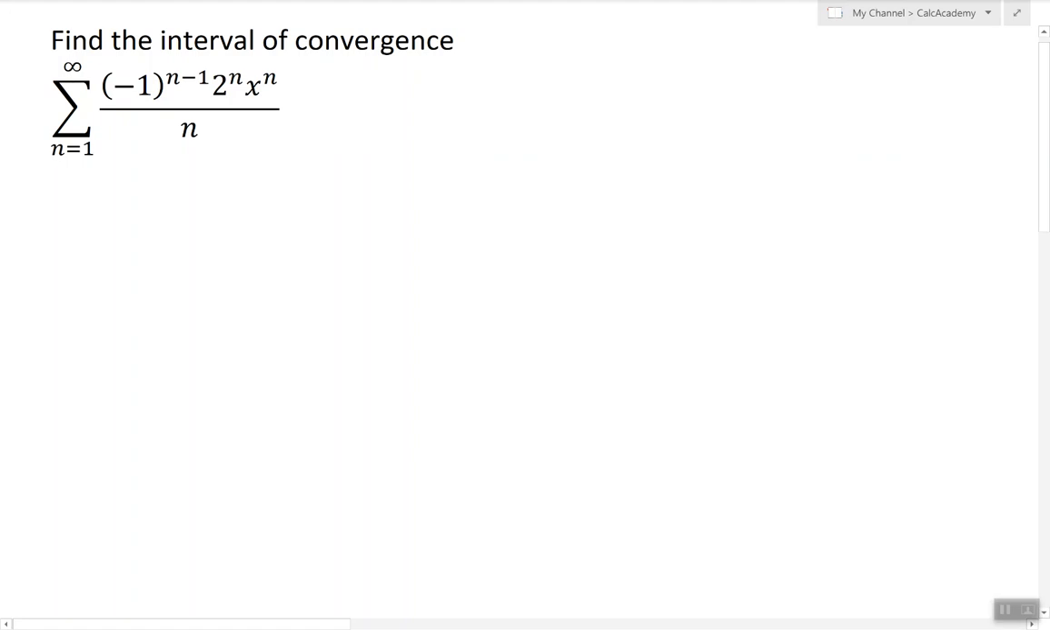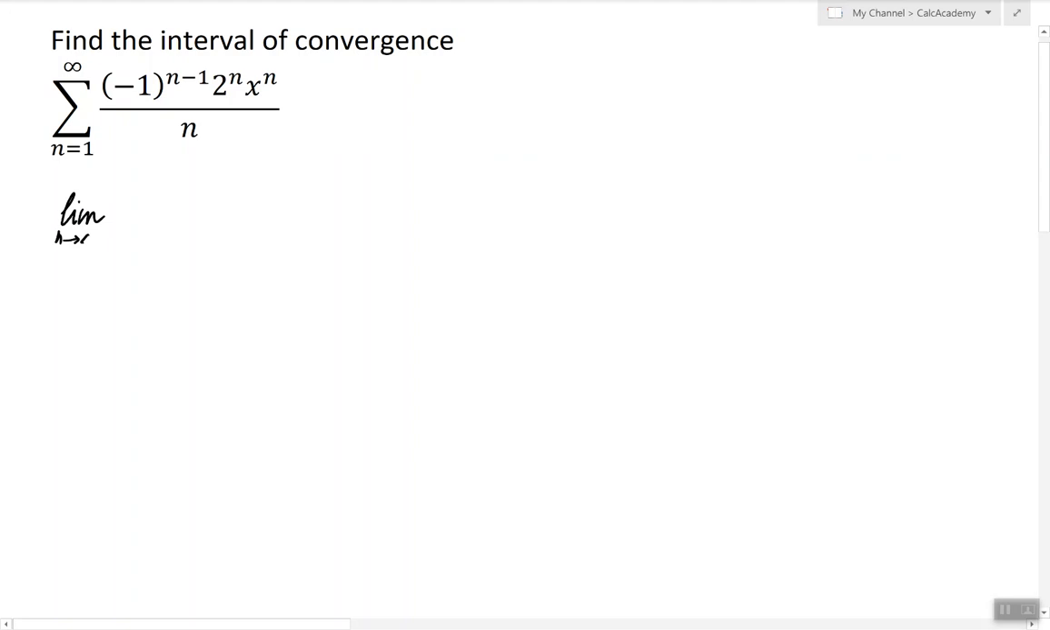In this video, I will show you how to find the interval of convergence for a given power series. To find the interval of convergence means to find the values of x for which the given series converges. And to do that, we are going to use the ratio test. So we're going to set up the following limit.